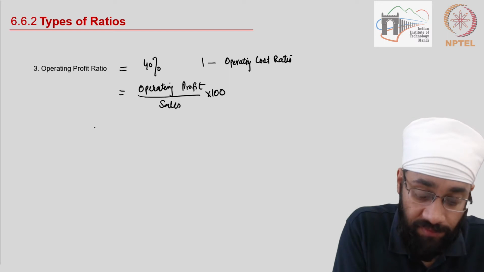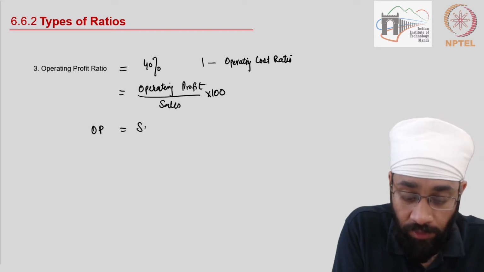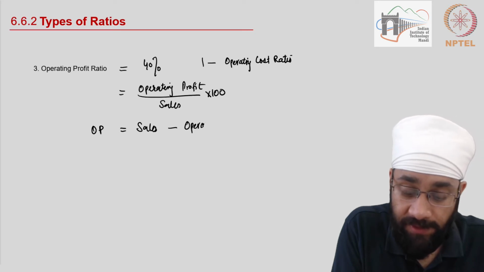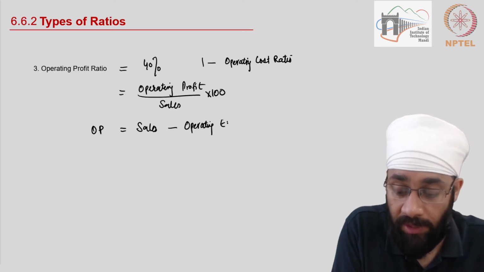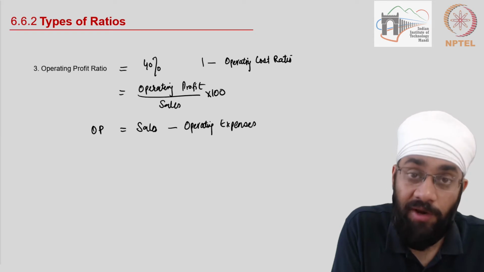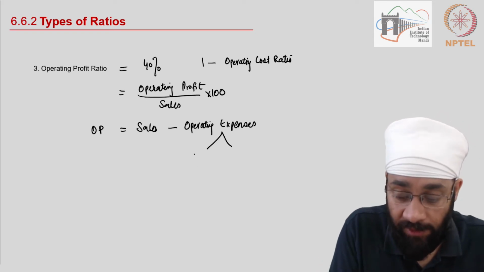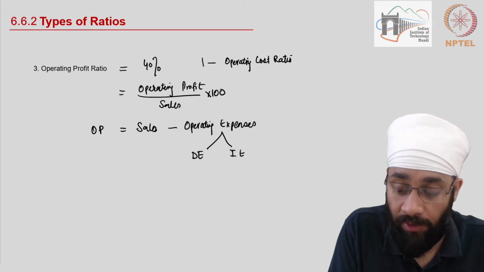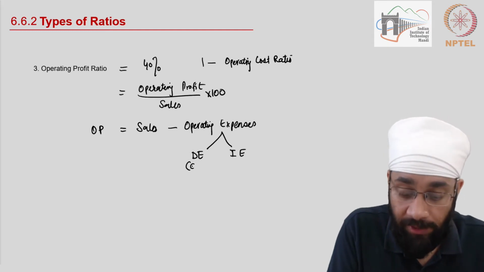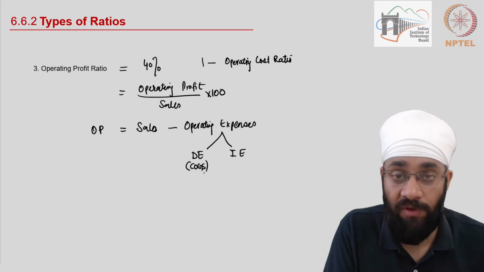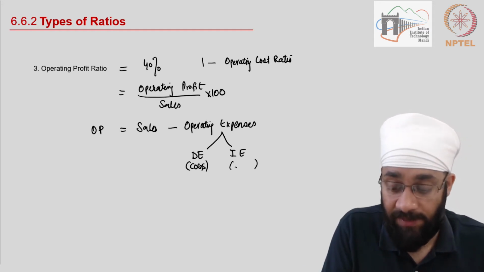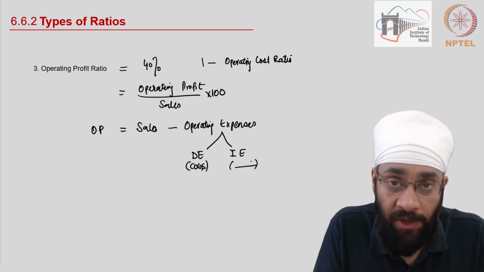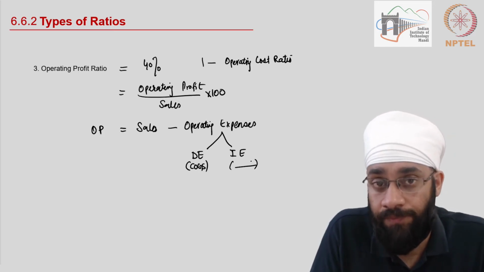What is operating profit? Operating profit is equal to sales minus all the operating expenses. What are all the operating expenses? Well, there are two types. There can be direct operating expenses, and there can be indirect operating expenses. Direct operating expenses are called cost of goods sold, and indirect expenses have to be looked up in the income statement. And there you go, you have an operating profit ratio.